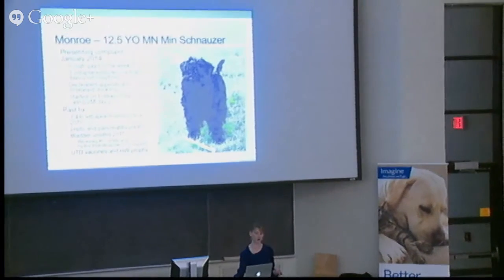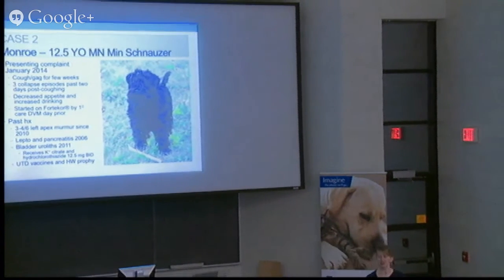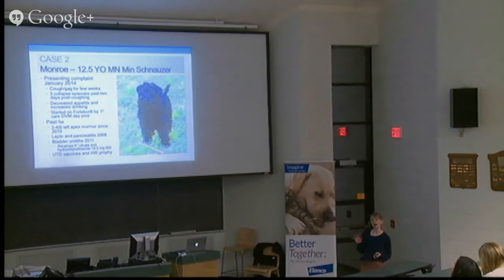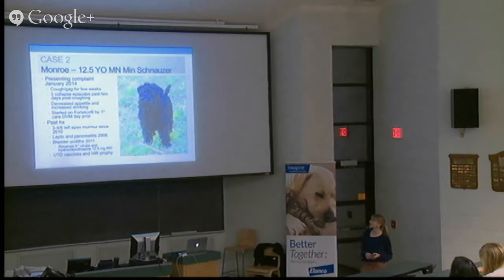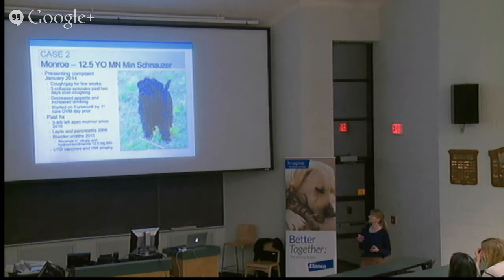Okay, so we'll move on to Monroe. Schnauzer, 2 out of 4. And Monroe's story is a little bit different. He presented much the same as Shotzi, that is coughing and gagging, although his history of respiratory signs was a little more protracted. Shotzi's was a little more acute.